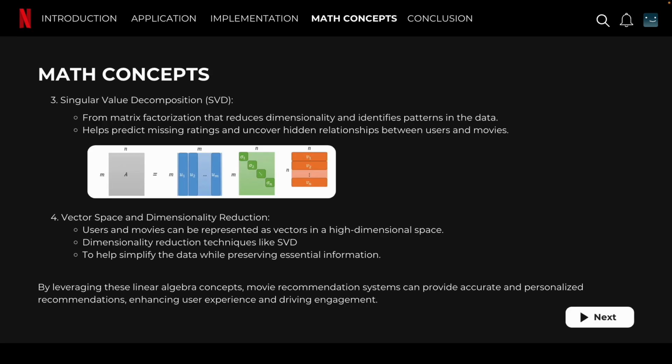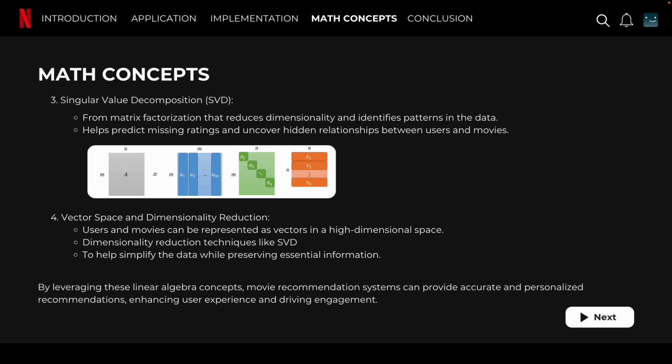Next is singular value decomposition. In short, we can call it SVD. From the matrix factorization, it reduces the dimensionality and identifies the patterns in the data. So this process helps to predict missing ratings and uncover hidden relationships between users and movies. The picture down here shows the steps to decompose the data.